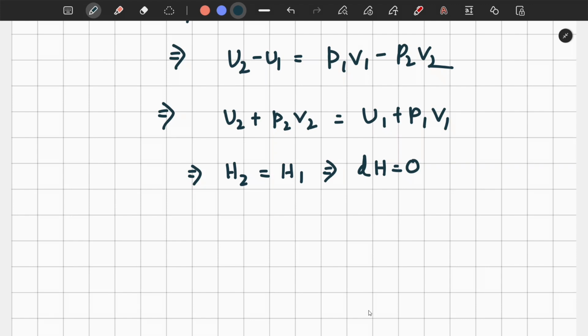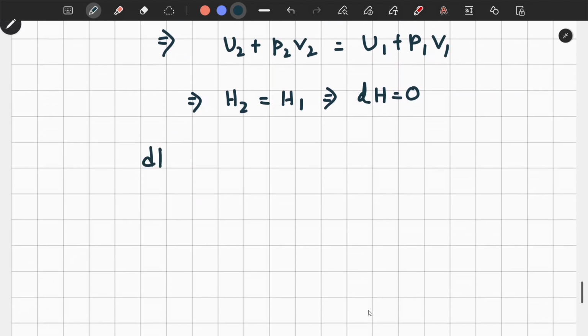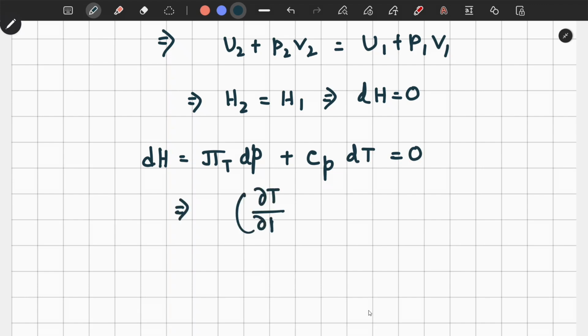Okay, so if dH is zero, then we know dH equals pi t dP plus Cp dT equals 0. Therefore, del T del P isoenthalpic equals minus 1 by Cp, then it will be, let me write it, pi t. Clear?